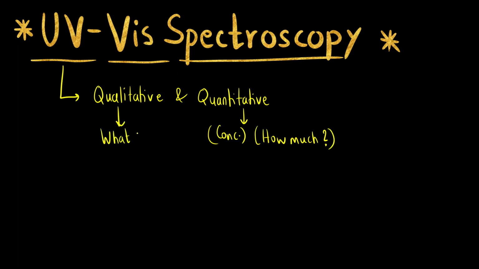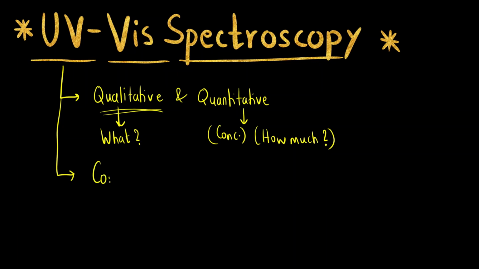That is, we can also come to know the qualitative analysis. We can do the qualitative analysis of a sample using UV visible spectroscopy. Which instrument do we use? The UV visible spectrophotometer. What other information can we get from UV visible spectroscopy?